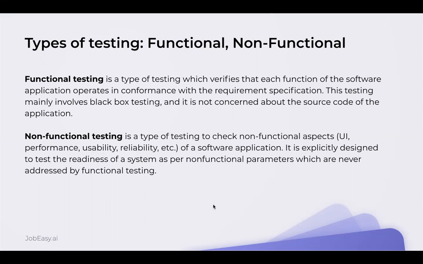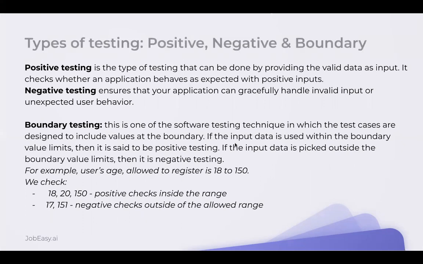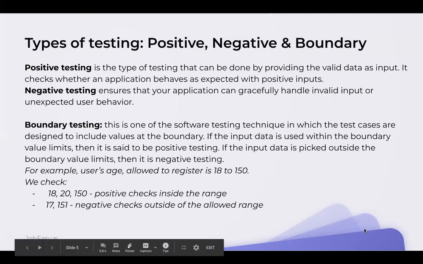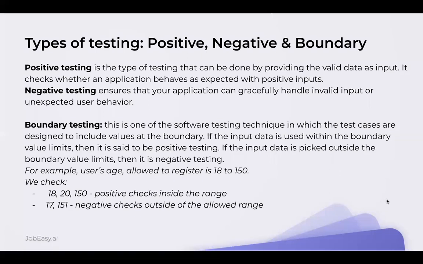Okay, let's move on and talk about the next one. So another classification that I have here is separate testing into positive, negative, and boundary. So let's talk about those. Positive testing is a type of testing that we are doing by inputting valid data. And we have to make sure that our application behaves as expected when we input correct, valid data.